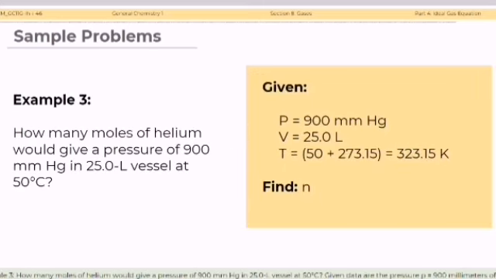Example number 3. How many moles of helium would give a pressure of 900 millimeters of mercury in a 25.0 liter vessel at 50 degrees Celsius? Given data are the pressure P, which is equal to 900 millimeters of mercury, V is equal to 25 liters, and temperature is 50 degrees Celsius, which is equal to 323.15 Kelvin. What is asked in the problem is the amount of moles, or n.